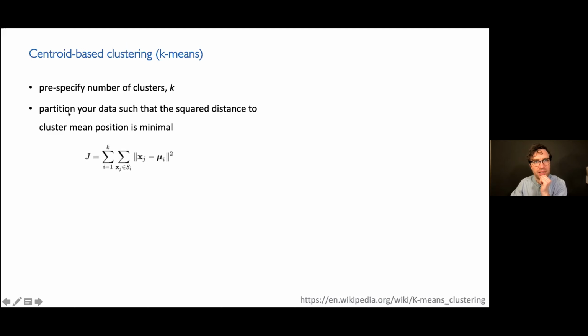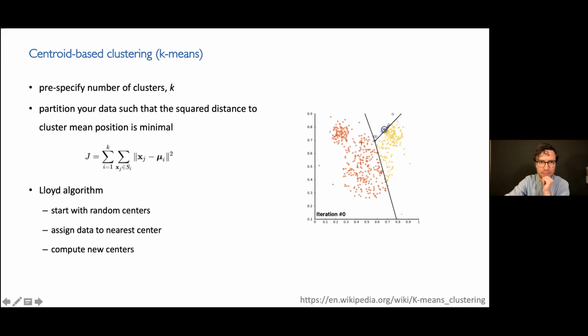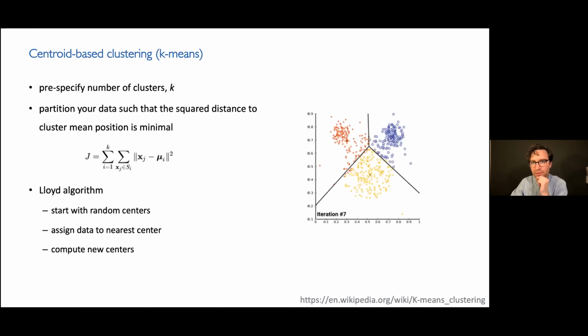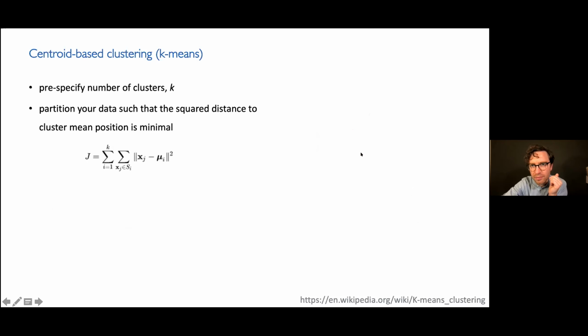And then you partition your data such that the squared distance to the cluster mean position, so that would be the centroid, is minimal. So how would this look like? Actually, maybe let's look at the final result first, where you see an algorithm converging, but what you try to do is to do a grouping of the data such that, oh no, it doesn't stop there.